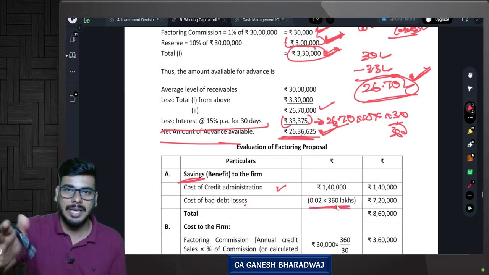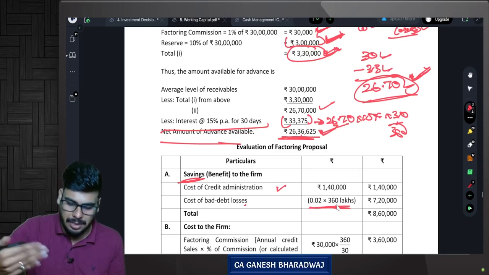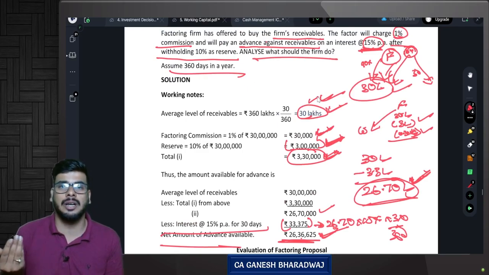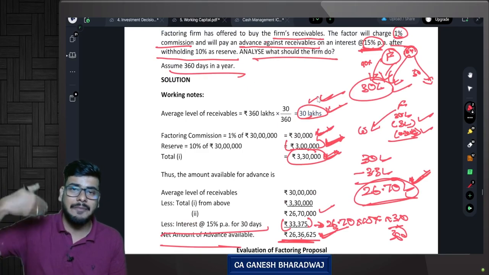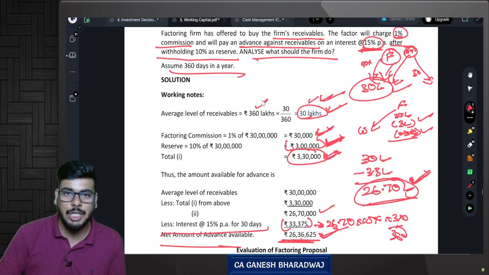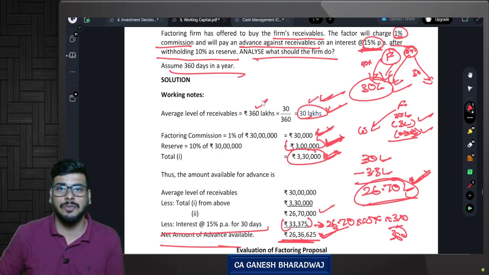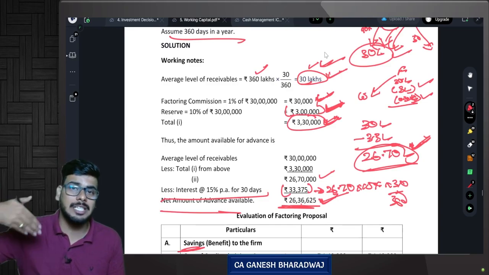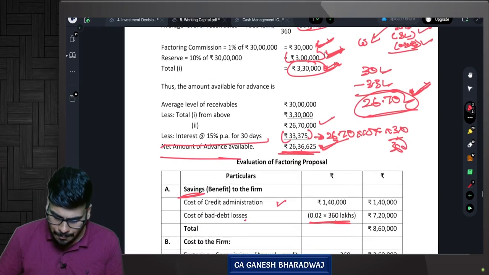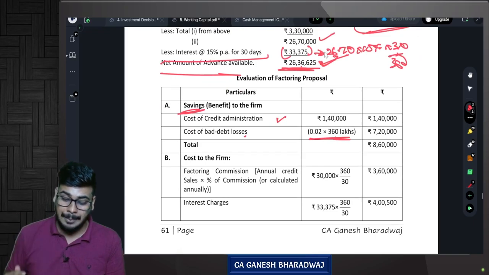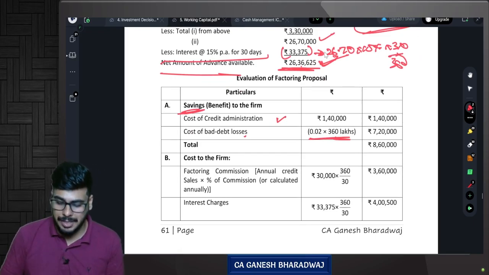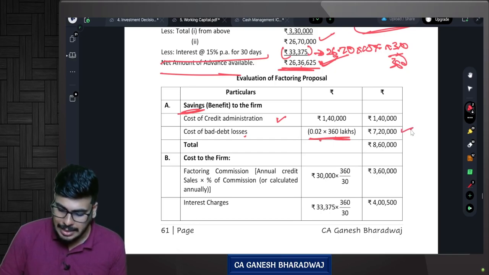Every time I make a sale, I'm going to repeat this. So once in every 30 days, I'm going to make 30 lakhs rupees worth of sale. Correct or not? So 30 lakhs again and again, every 30 days. So in a year, I will actually factor the entire 360 lakhs worth of sale. At a time, I will factor only 30 lakhs, but it gets factored again and again in a year. So the entire bad debts cost can also be saved. 2% on 360 lakh, 7,20,000.